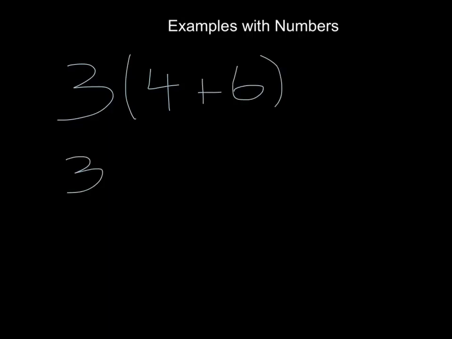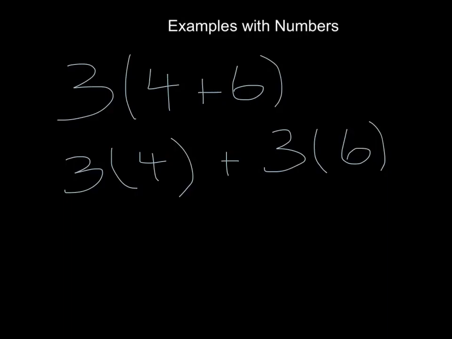Here is another example with just numbers. So it's 3 times (4 plus 6). Firstly, we multiply the 3 times 4. Then we multiply the 3 times 6. 3 times 4 is 12. 3 times 6 is 18. 12 plus 18 is 30.